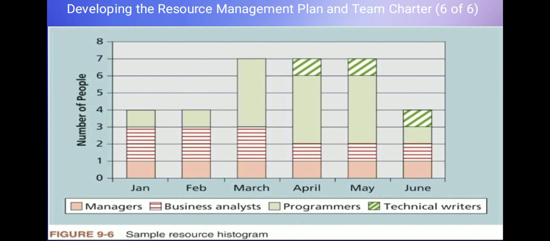Next is a sample resource histogram. This chart is the resource histogram. It visually shows how many people, like managers or programmers, are needed each month.